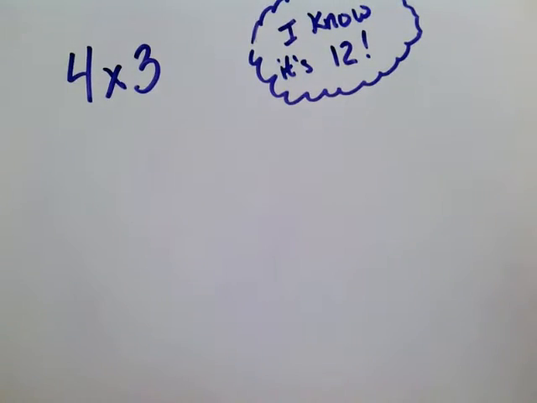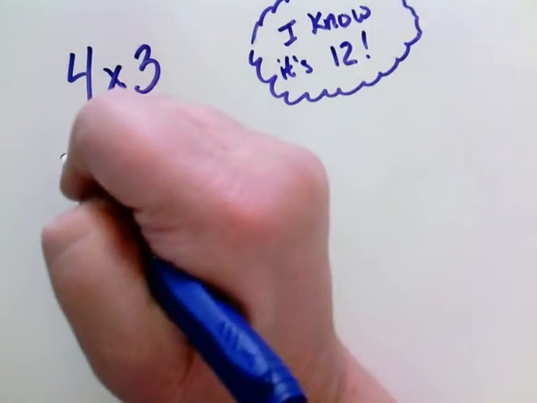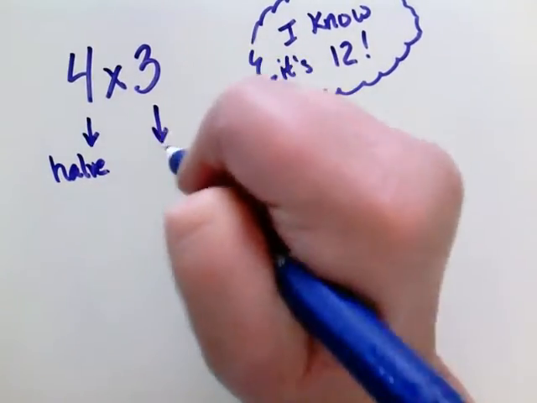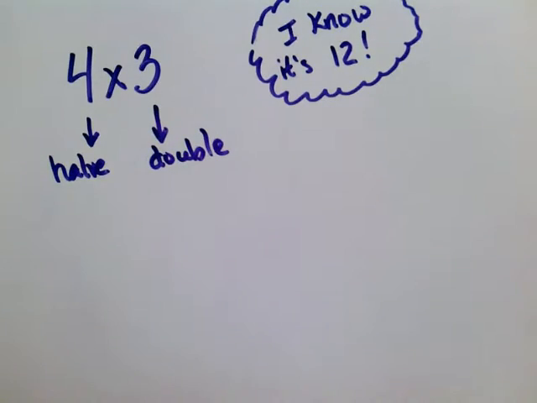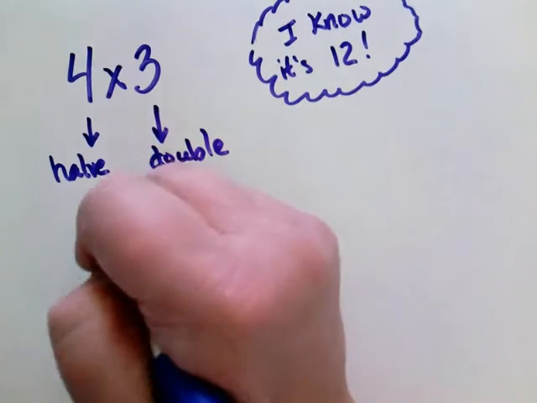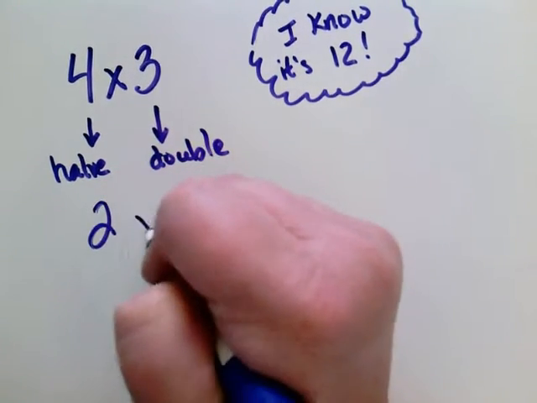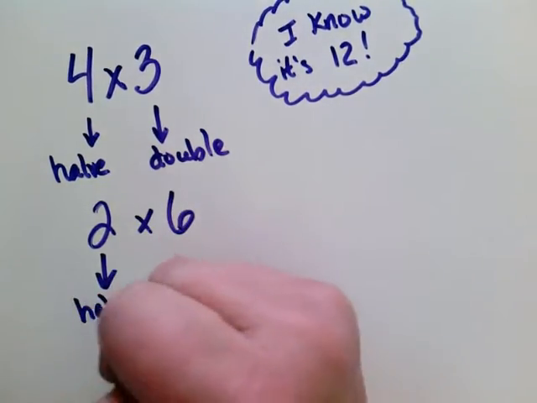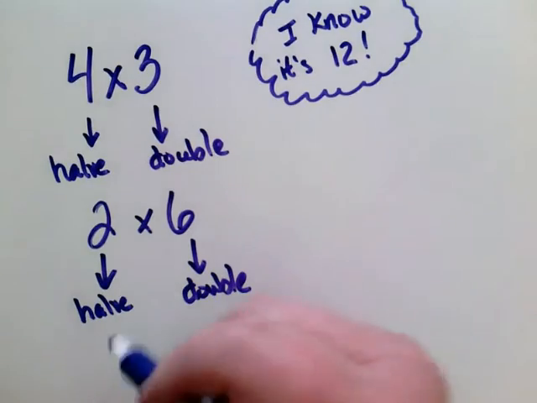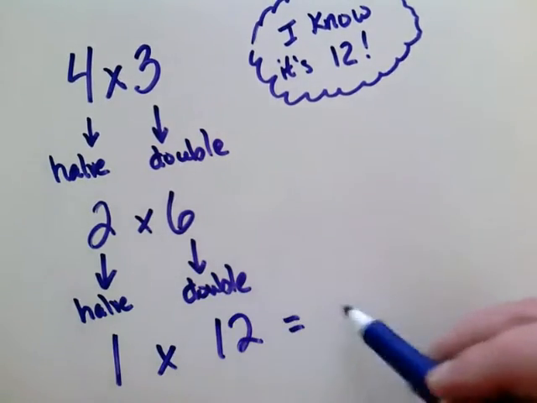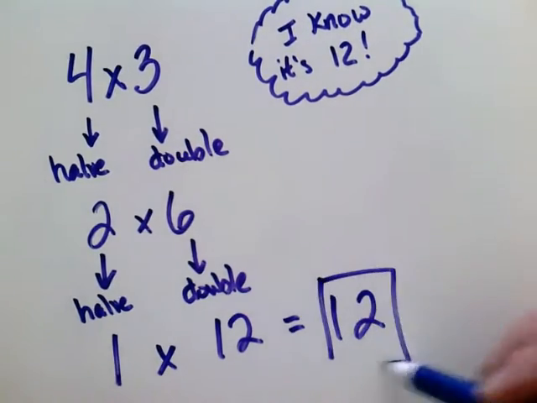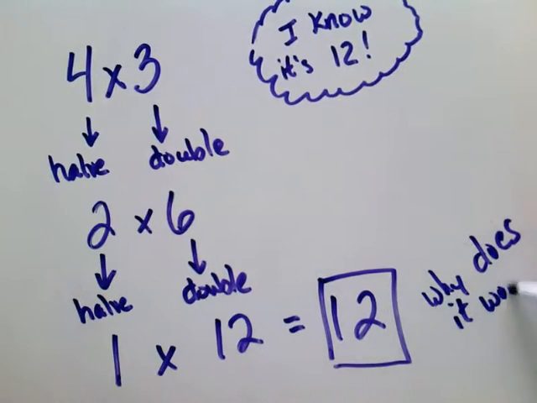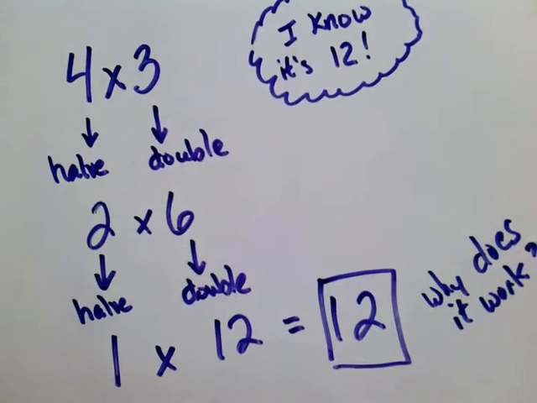But we could also take 4 times 3 and rewrite it by halving one of the factors and doubling the other. So if we halve 4, we get 2, and if we double 3, we get 6. 4 times 3 is equivalent to 2 times 6. Now we can continue this until we finally have 1 times 12, which we know is 12. So 4 times 3 is equal to 12. But why does this work?